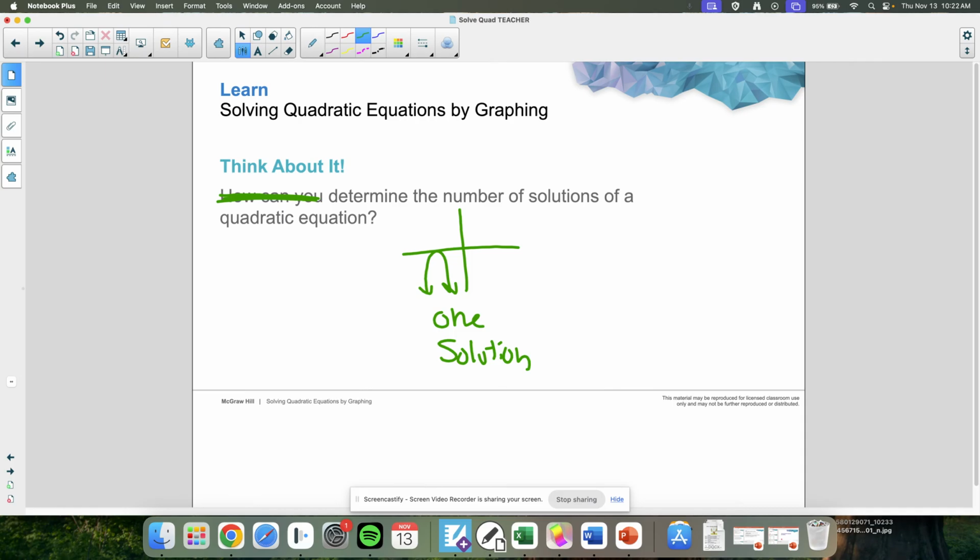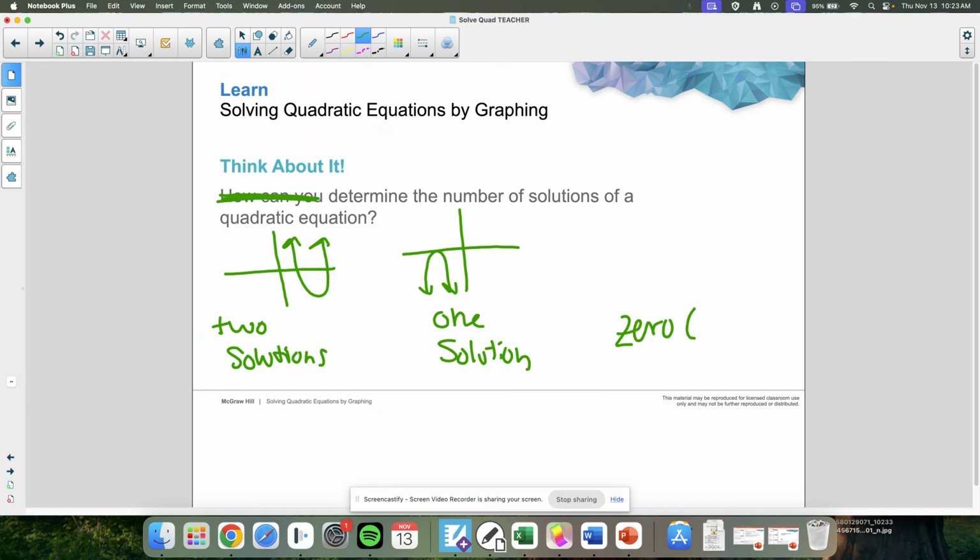What other number of solutions could we have? So we could get one solution. What else could we get? We could get two solutions. Because if you had something like this, it would hit the x-axis 2 times. There's one other type of solution. Alex says 0. 0 solutions is perfect.